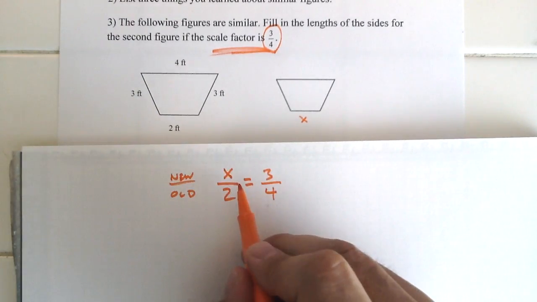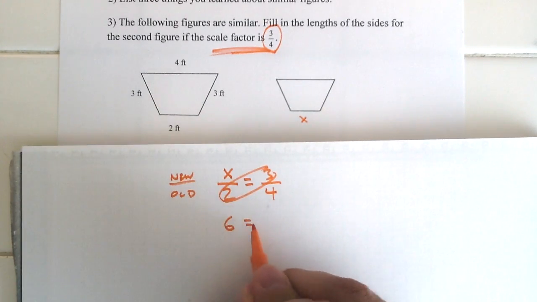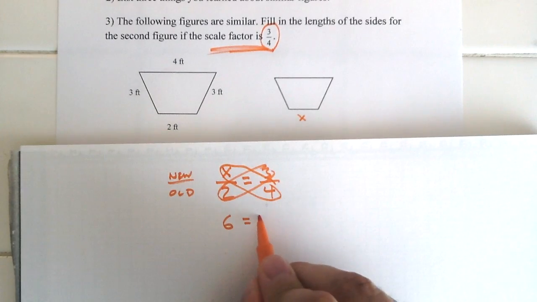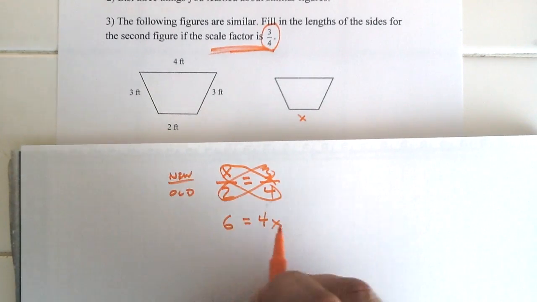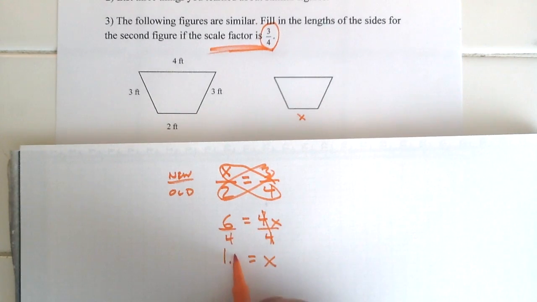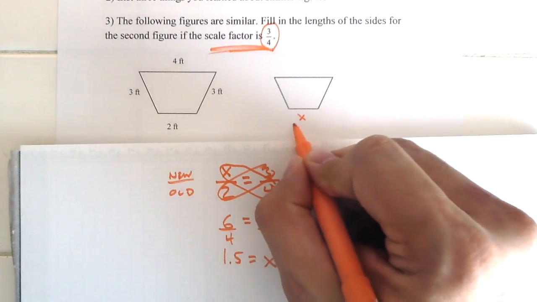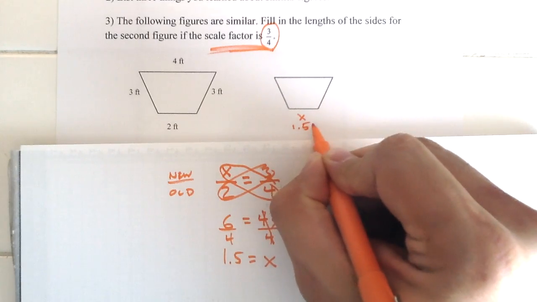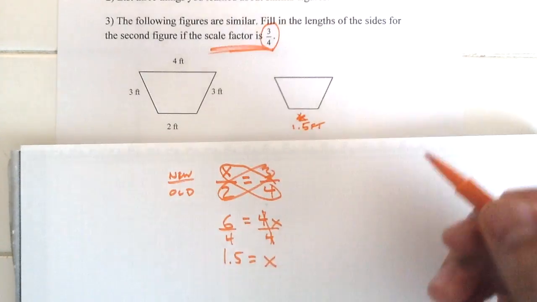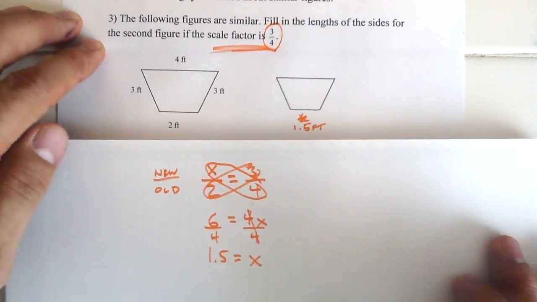All right, so what I can do here is cross multiply. 2 times 3, which is 6. 4 times X, which is 4X. Then I solve this equation. Divide by 4, divide by 4. So X would equal 1.5 units, or in this case, feet. So over here, this is 1.5 feet. All right, and then I just go about it the same way for all the rest.